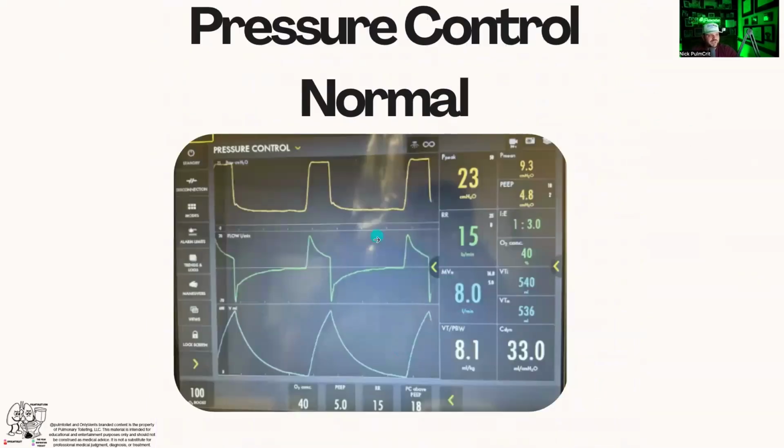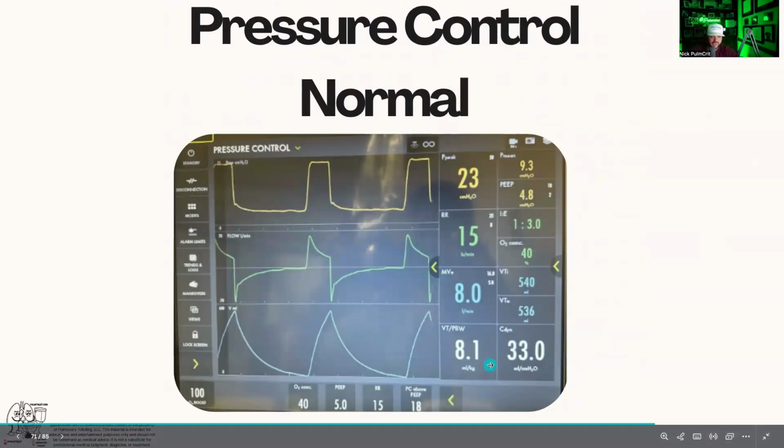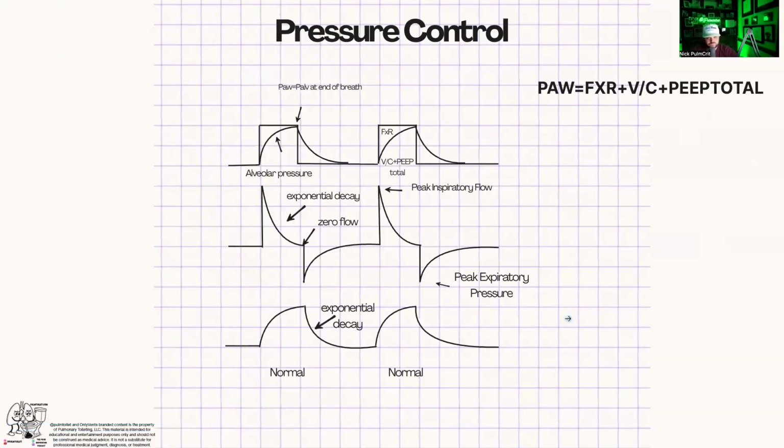So normal. So how do we get this? Like, what do we do? How do we get this? If this is normal, right? We can break down what we're seeing on the curves. We said before, this is the alveolar pressure. This is your peak inspiratory pressure. This is your I time, right? You get this exponential decay.